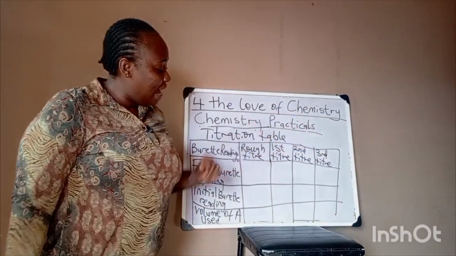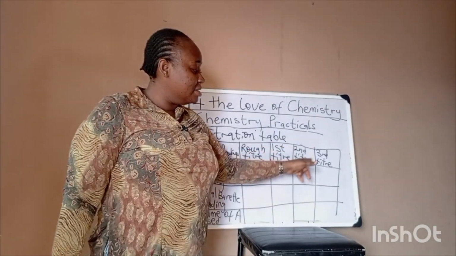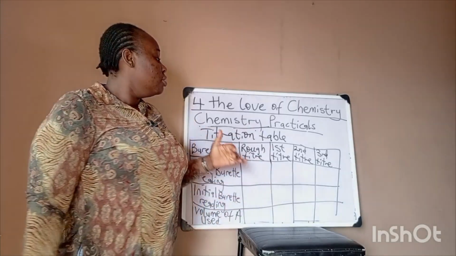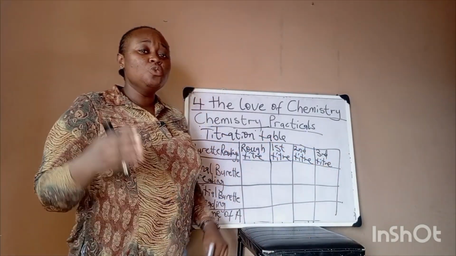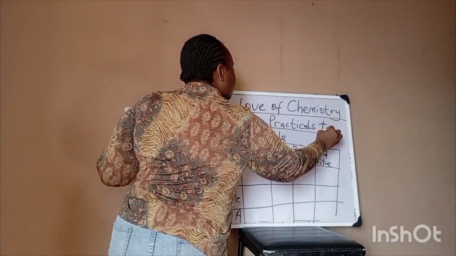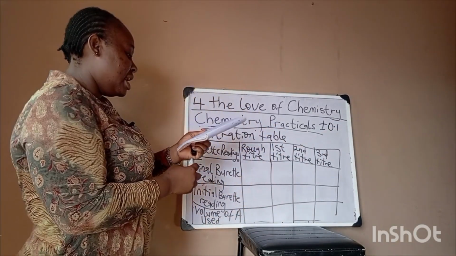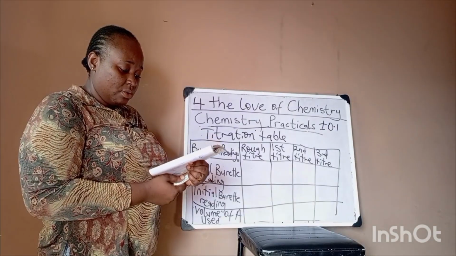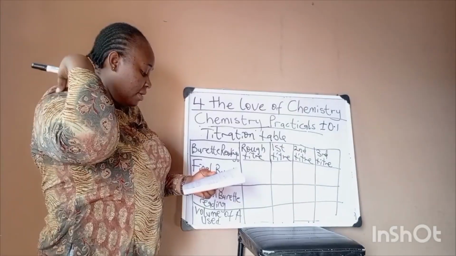Now, on this side, you have your rough titer. You have your first titer, second titer, third titer. This is not compulsory. Rough titer is not compulsory. As long as whatever you put here is within a range of plus or minus 0.1. Please take note of that. Take note.